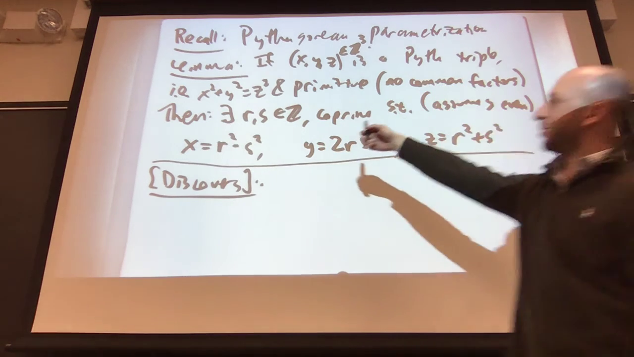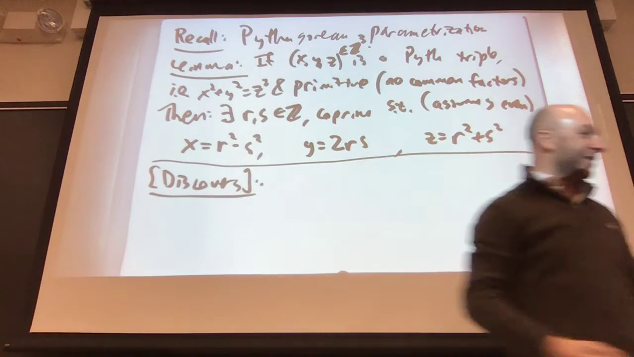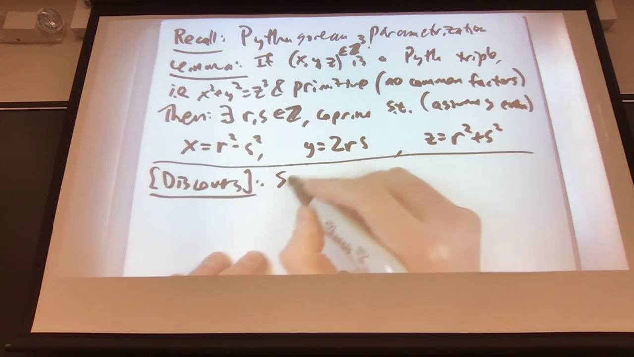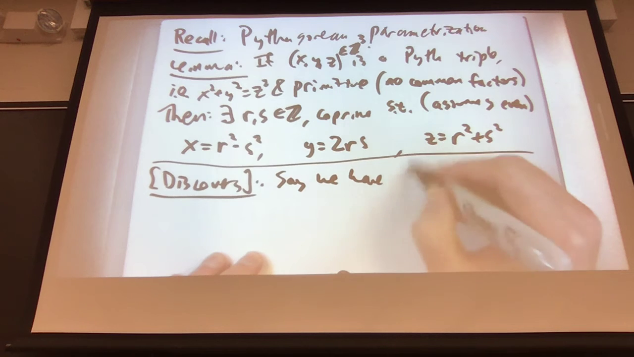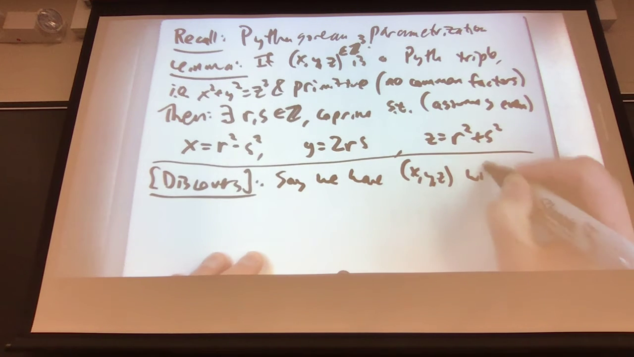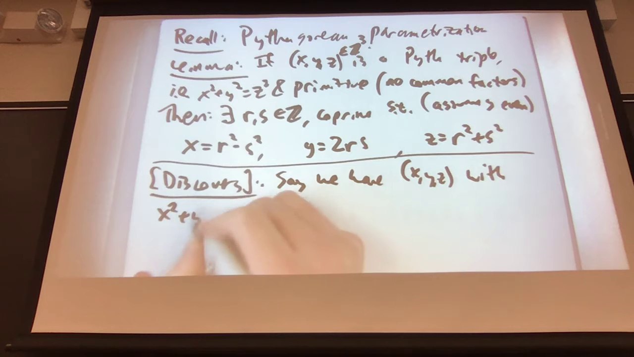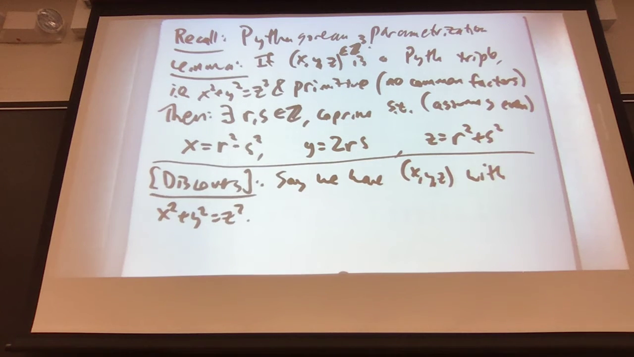So let's say we're trying to parametrize a Pythagorean triple. So let's say we have a triple x, y, z with x squared plus y squared equals z squared. 5, 12, 13. Is that right? Yes. 5 squared is 25, 12 squared is 144, 25 plus 144 is 169. Okay? How would you go about trying to find such an r and s?